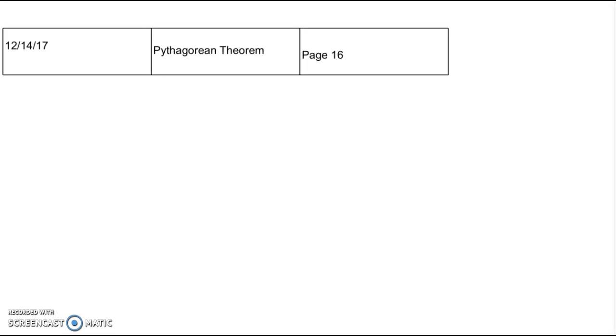Okay, so we're going to do Pythagorean theorem. We're going to start with that today. Just an IMB entry in your notebook. So today's date, if it's Thursday, it's going to be 12/14/17. If it's Friday, then 12/15/17. The topic is going to be Pythagorean theorem, and it's going to be on page 16 of your IMB.